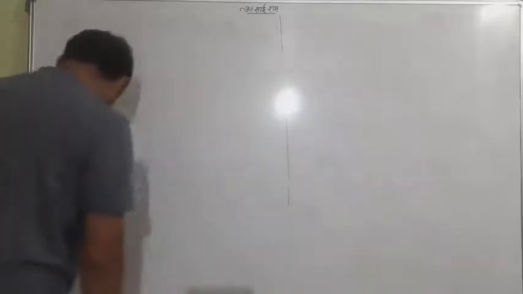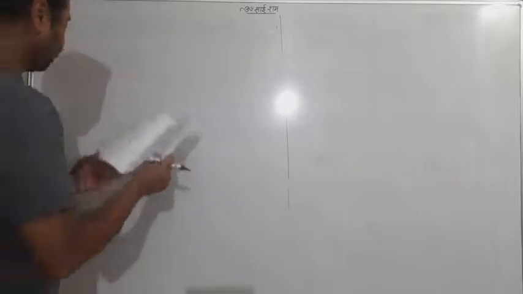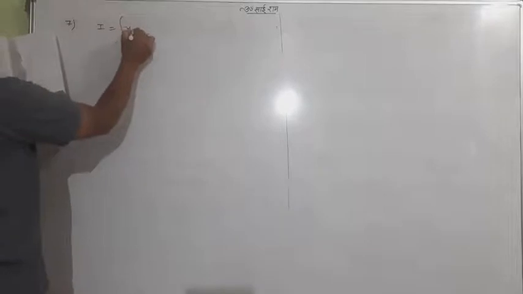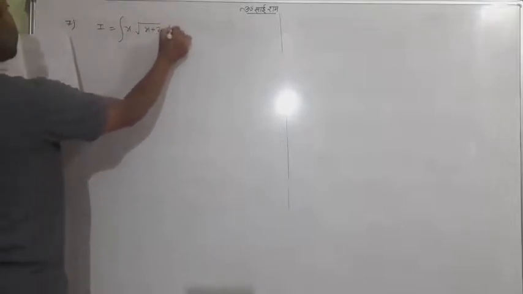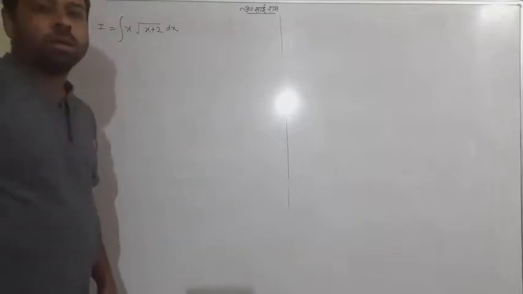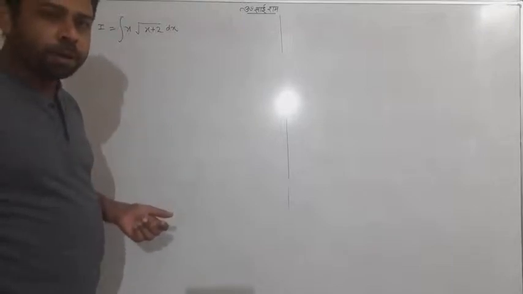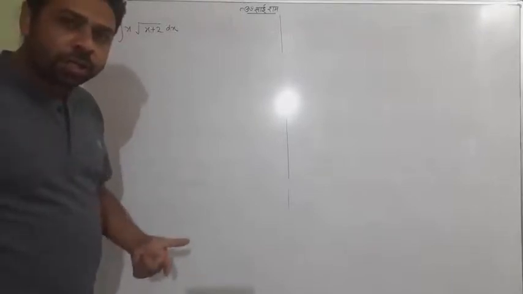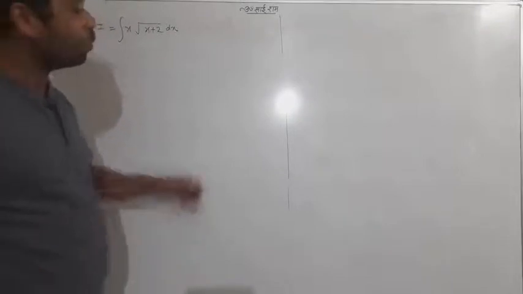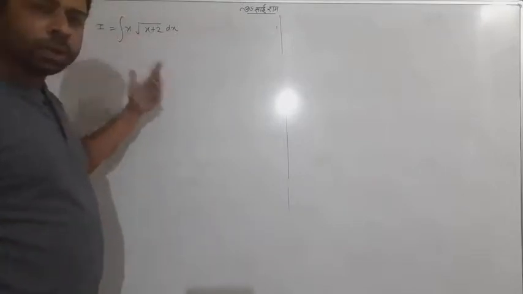Of the exercise, question number 7. I equals integral of x into root of x plus 2 dx. Look at the question. Initially it looks tough, but you can make it easy. At the first instant, you cannot get the function whose differentiation is available in the question. Suppose you assume x as t. Then differentiation of x is 1, and there are lots of 1s there.